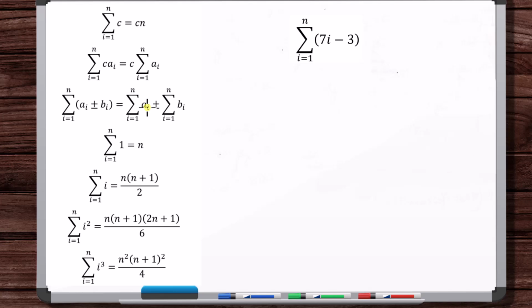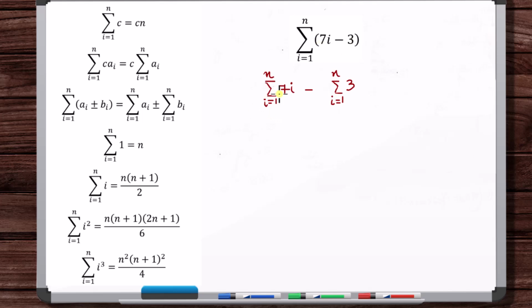Okay, so the first property we can use says we can take this sum and separate it into 2. See that? An a sub i and a b sub i, that's just a sequence. 7i is a sequence. It doesn't matter how complicated the first sequence or the second sequence is, as long as you're independently summing or subtracting them, you can separate them.